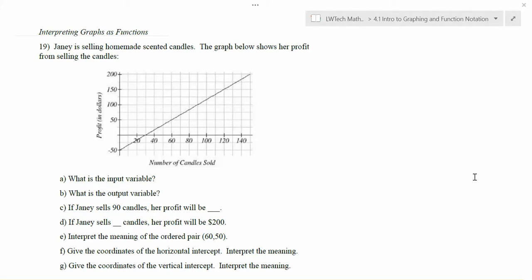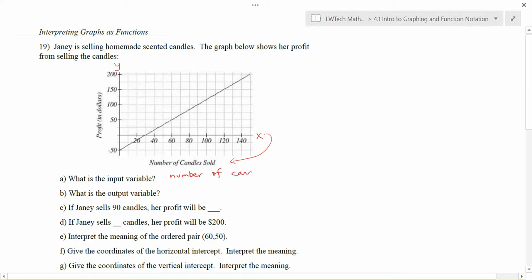Notice that our x-axis lies along this value and represents our number of candles sold. Our y-axis over here is in increments of 25 and indicates our profit in dollars. So as we go through, let's see what we're being asked here. In part A, it's asking us what is the input variable. Your input variable always correlates with your x coordinate. So our input variable in this case is going to be the units that are represented along the x-axis. So in this case, our input variable is the number of candles sold.